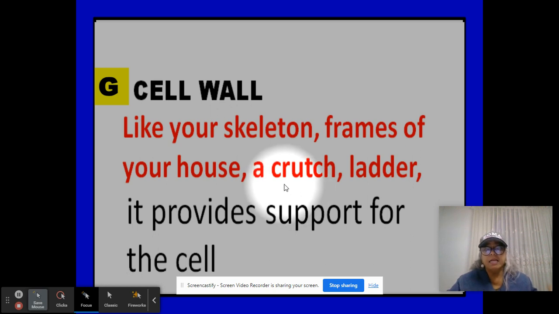And if you think about plants, this can be compared to the trunks, to the branches, right? That makes up the plant itself, right? So there is that cell wall component in the plant.